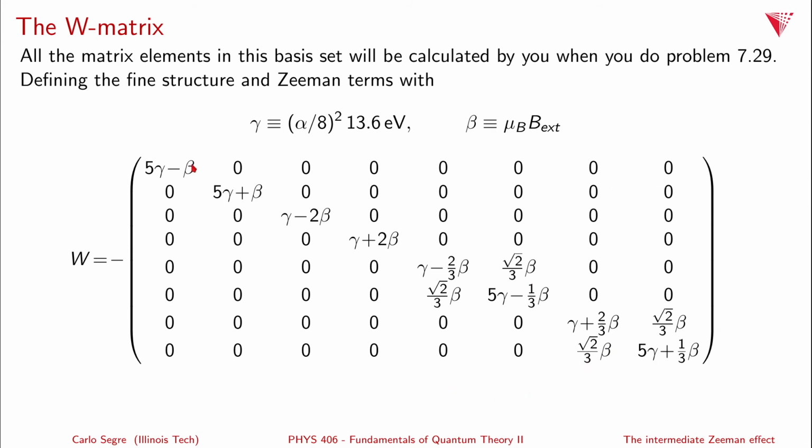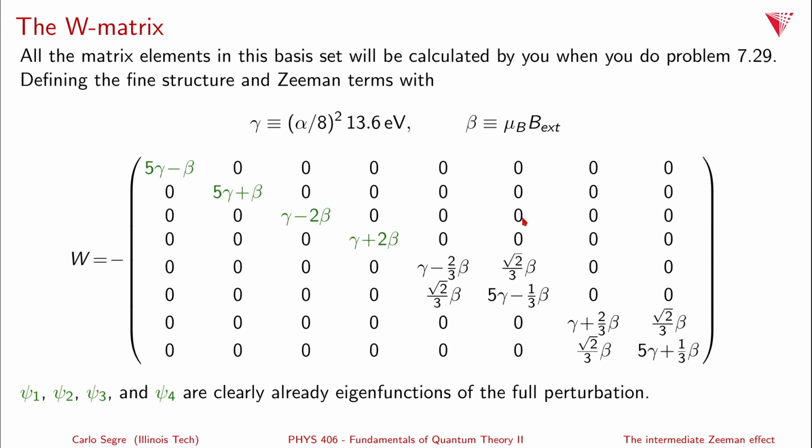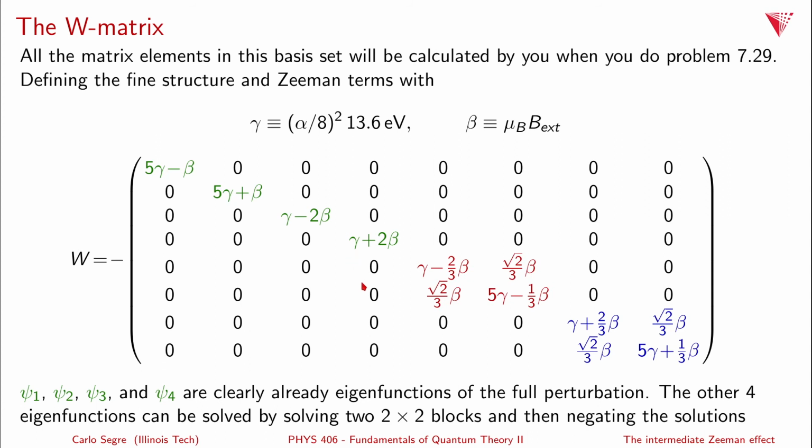Most of these are 0, and we notice that the first 4 terms do not interact with any other functions. And so those first 4 terms, psi 1, psi 2, psi 3, and psi 4, are already eigenfunctions of the full perturbation, because they have no interacting matrix elements with any of the other functions. The other 4 eigenfunctions, this red block and this blue block, are just easily solved by a 2x2 block. And then you put a minus sign in front to get the final value. So we can solve for the energy by solving 2 2x2 matrices.